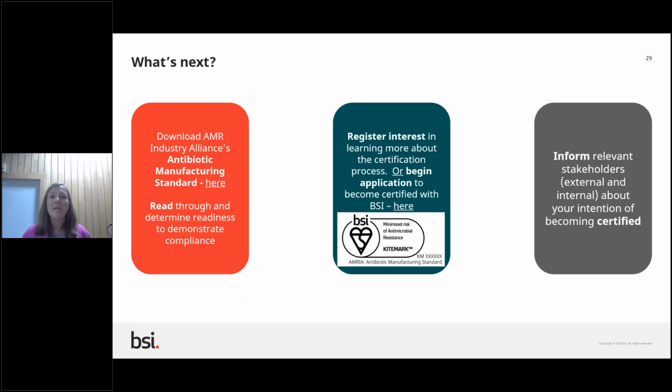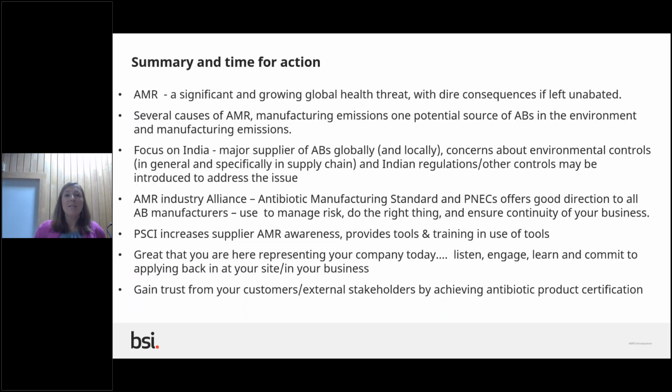So the first I would say is very much to download the standard and review that in relation to your internal processes. How are you doing now in conforming to the standard, and determine your readiness for compliance. You can then secondly register your interest to learn more about the certification and how that could potentially apply to your antibiotic product portfolio. And then, as Manjeet mentioned, inform your relevant stakeholders, both internally and externally, about your intention to become certified to ensure that you're getting that value. So, summary and time for action, and then we're going to transition into a hopeful virtual workshop. We're going to see how this goes.